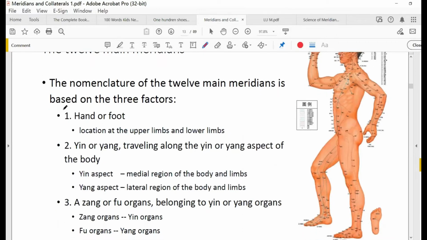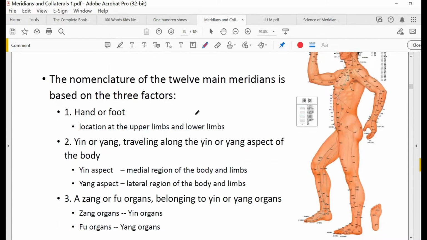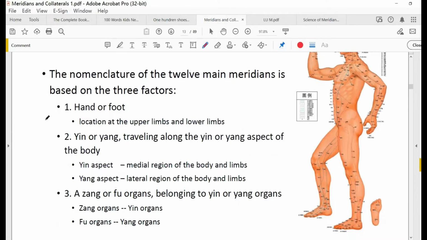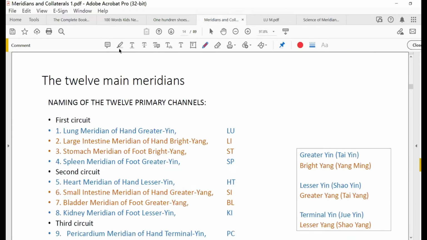So the nomenclature of the 12 main meridians is based on 3 factors. First one, hand or foot, yin or yang, a zang or fu organ. Let's take a look at this one. Let's make up a copy.